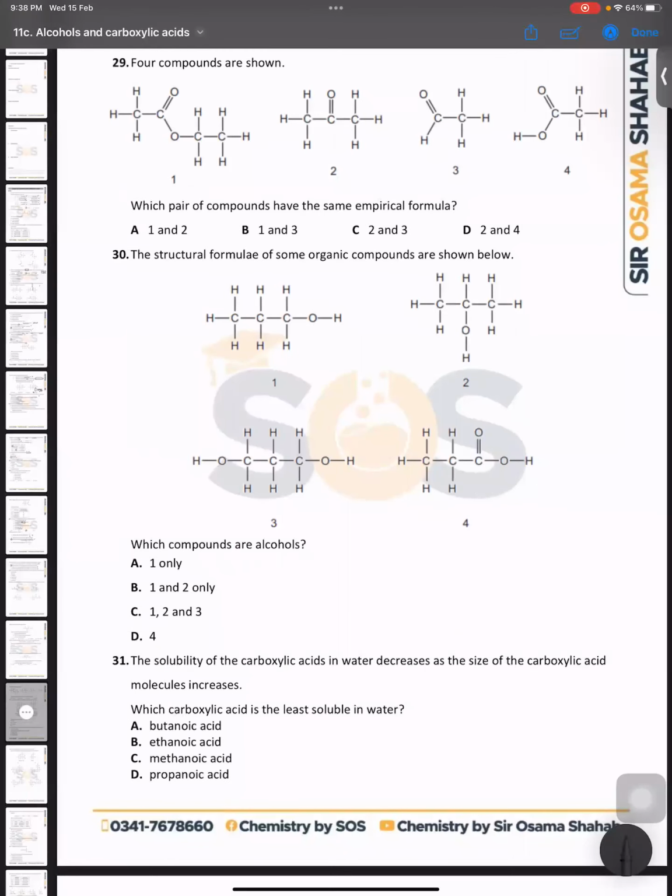Here we have question number 30. The structural formulas of some organic compounds are shown below. Which compounds are alcohols? It is simple. If you have hydroxyl over there, it would be alcohol. Even if you have 2 hydroxyl, it does not matter. If you have OH, that means it would be alcohol. So we have 3 alcohols over here, 1, 2, and 3. So the right answer will be C. Right, children? Yes, sir.